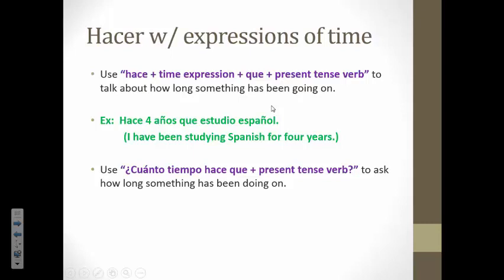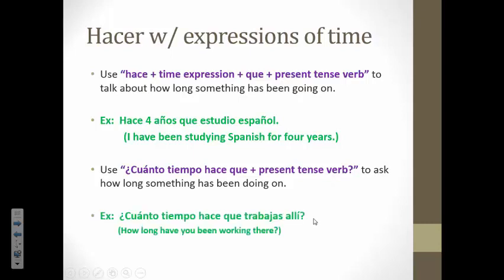Jump down to number 3 on your note guide. I just put this little question here. You're going to use the question, ¿Cuánto tiempo hace que? plus the verb in the present tense to ask how long something has been going on. So if I ask you, oh, ¿Cuánto tiempo hace que trabajas allí? How long have you been working there? Again, you just use this structure plus the verb in the present tense.